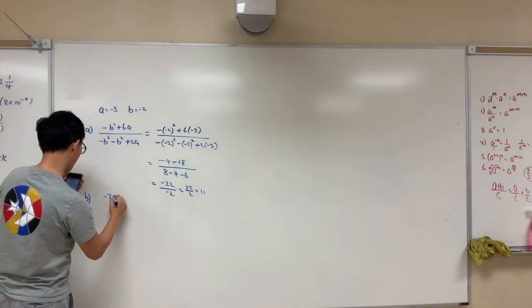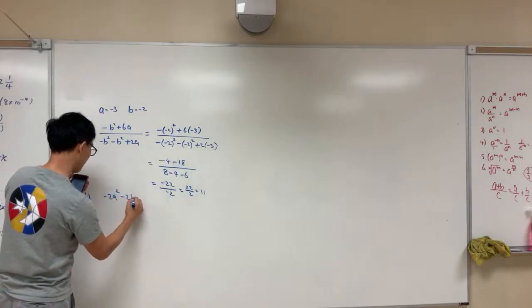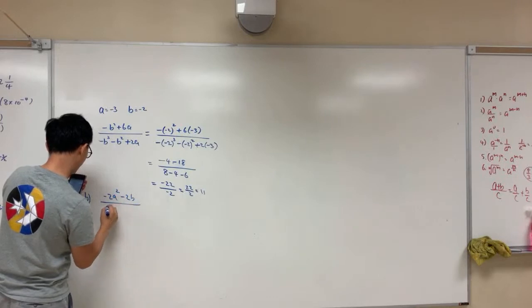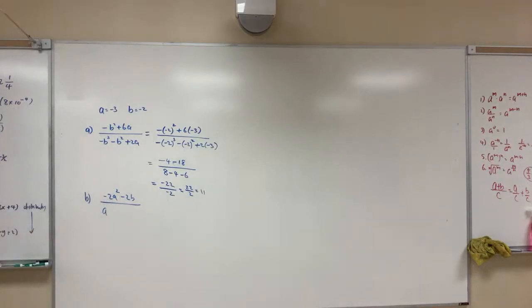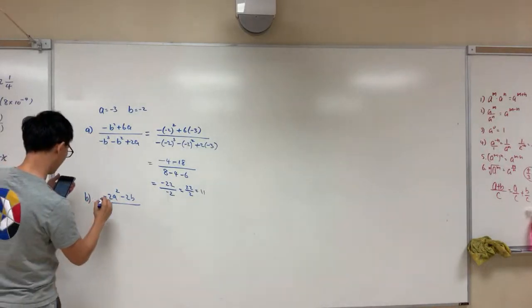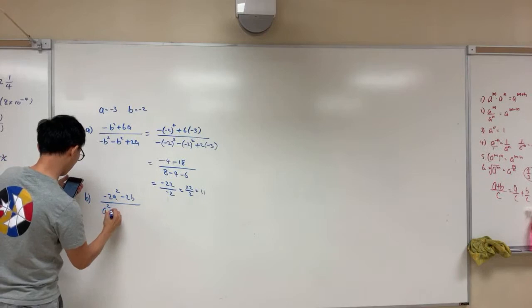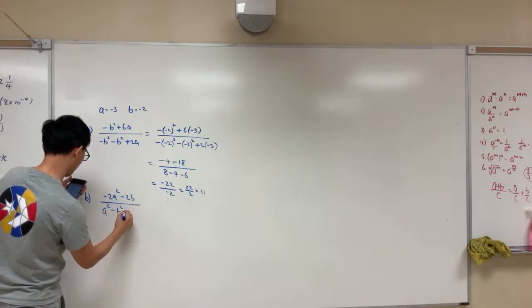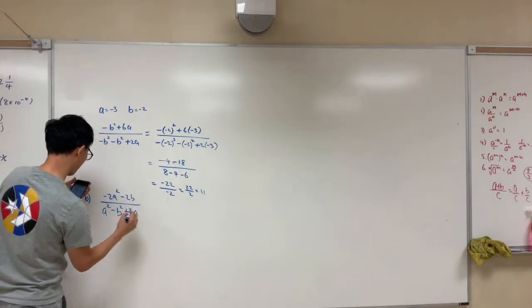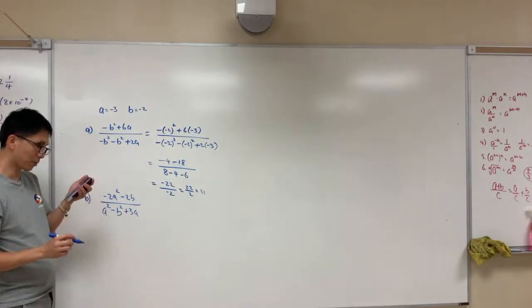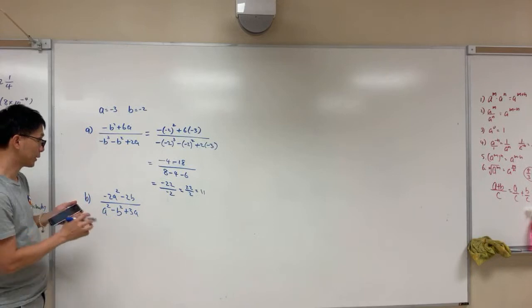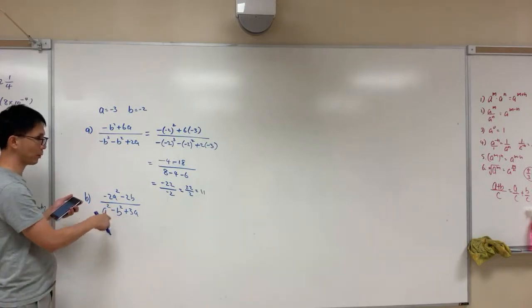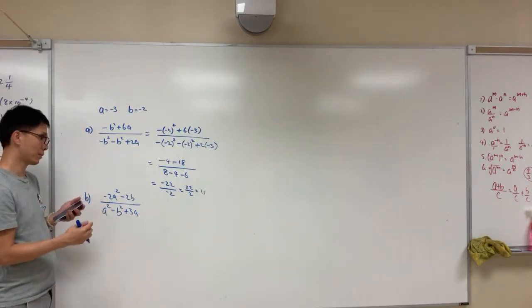Negative 2a squared minus 2b over a squared minus b squared plus 3a. I went back and looked at it, and that was a square; it almost looks like a 3, but it's actually a square. So if you want to pause, make sure that's a square, that's fine.